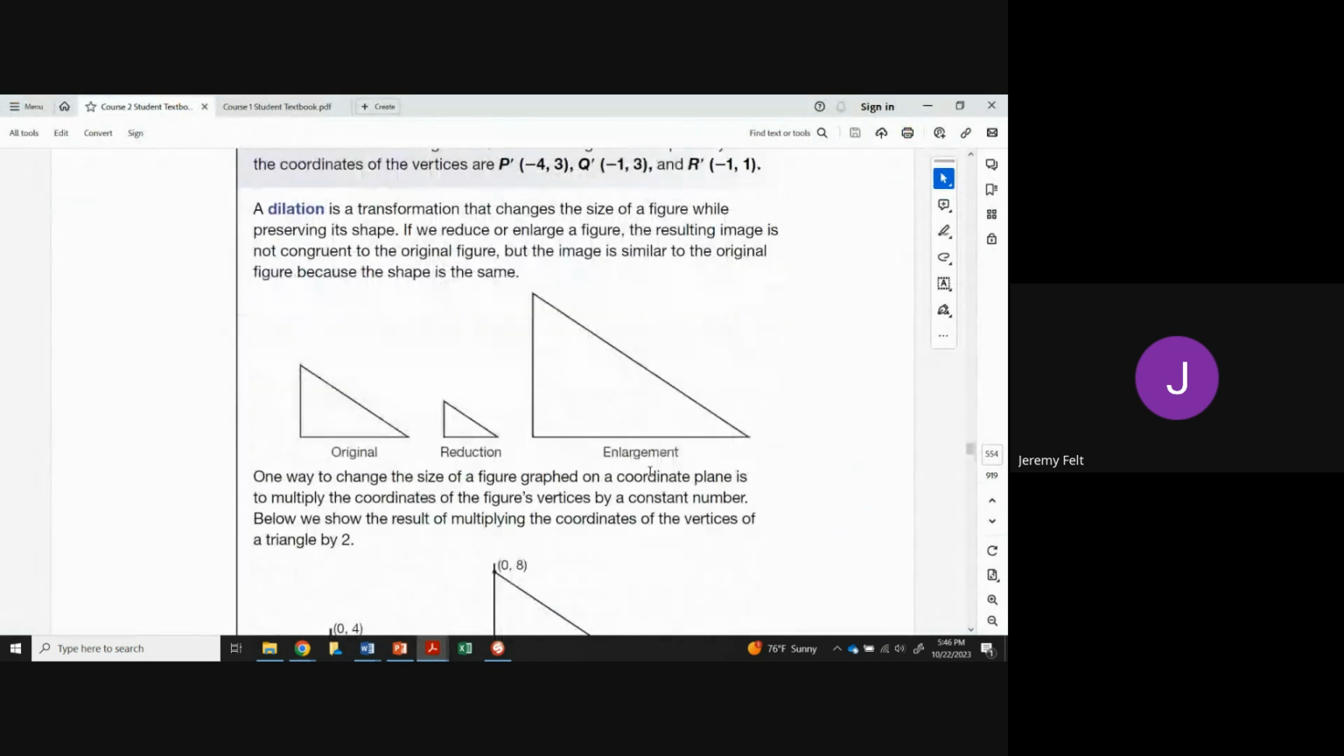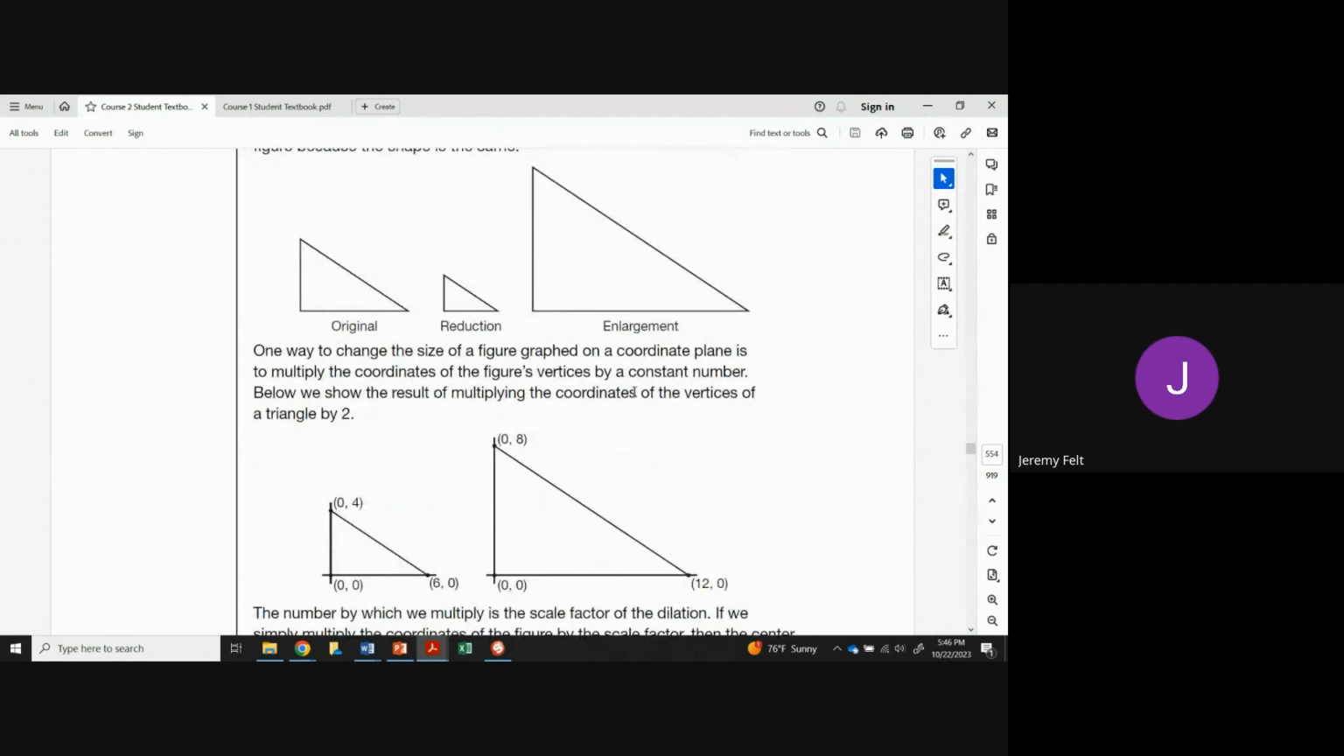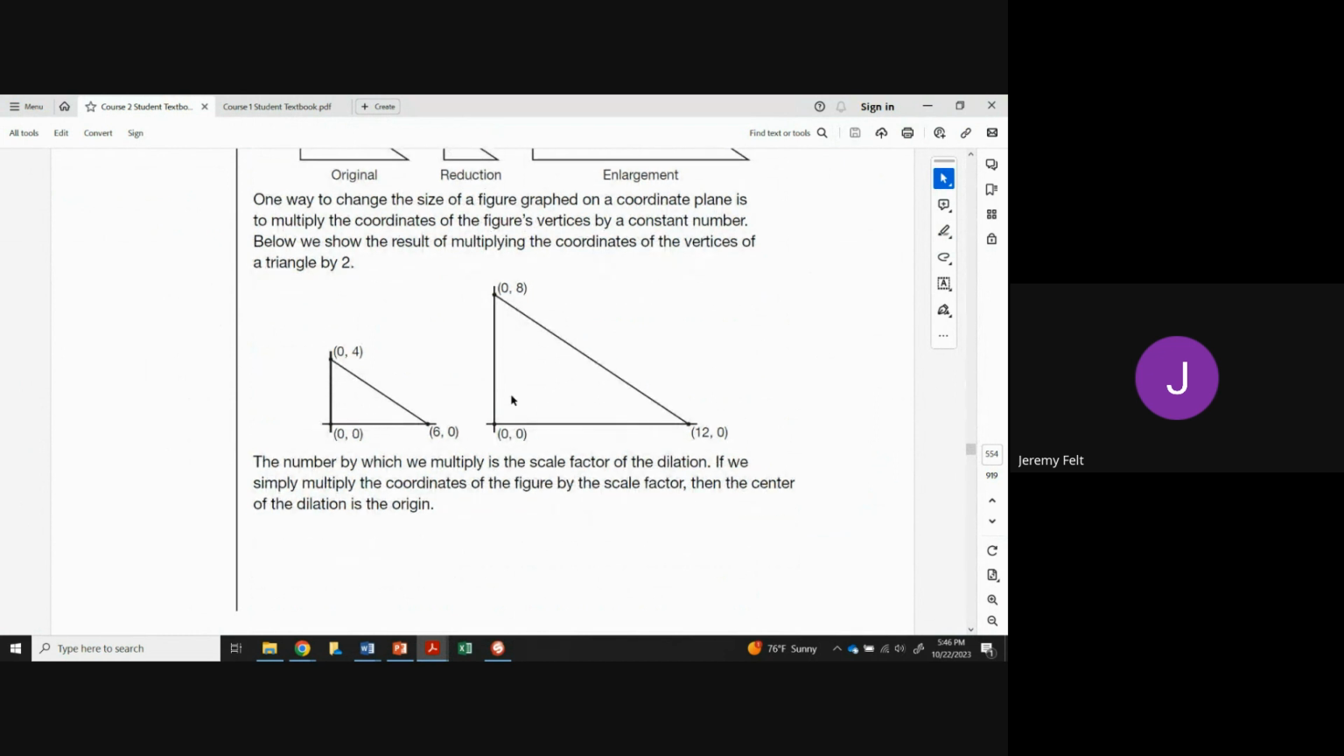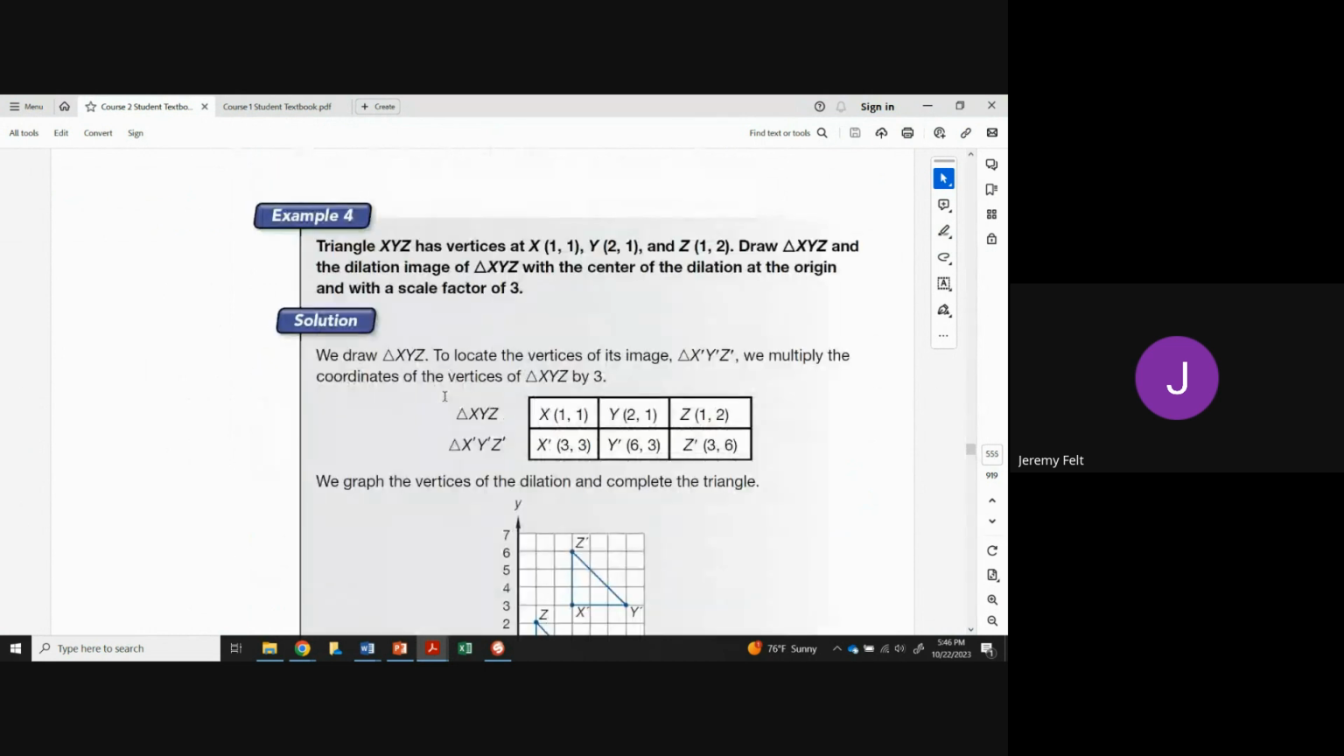Okay, and then the last one, we've worked with these, we have dilation. So if we have the original and we make it smaller, it's a reduction, or a contraction, it's getting smaller. If we have the original and we're making it larger, then it's a dilation. So all we do is we multiply our coordinates by whatever the scale factor is. We're making it twice as big, we multiply them all by 2.